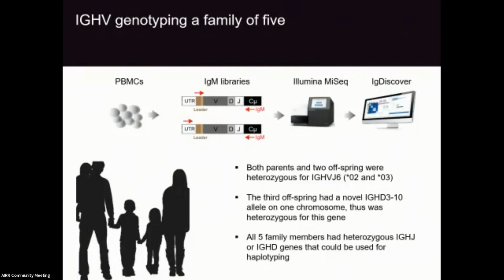So we were lucky because both parents were heterozygous for J6, and 2 of the offspring were as well. And then the third offspring happened to have a novel IGHD3-10 allele, which meant that we could haplotype that person too, because we could use that D segment as the anchor. So all family members had heterozygous Js or Ds, which allowed us to do the haplotyping.